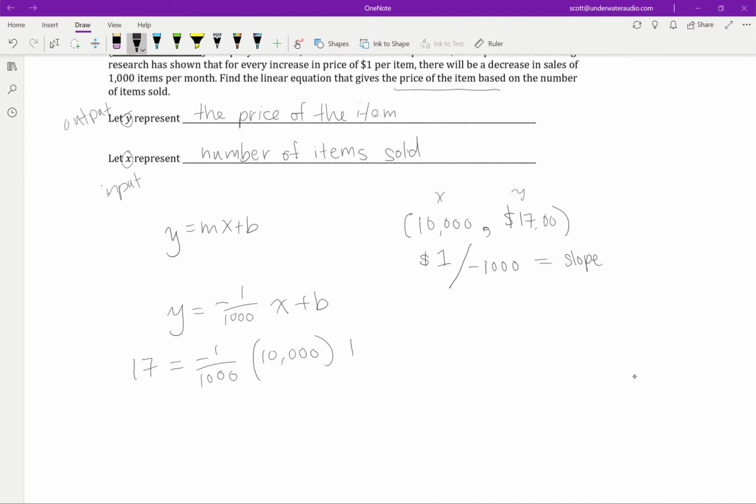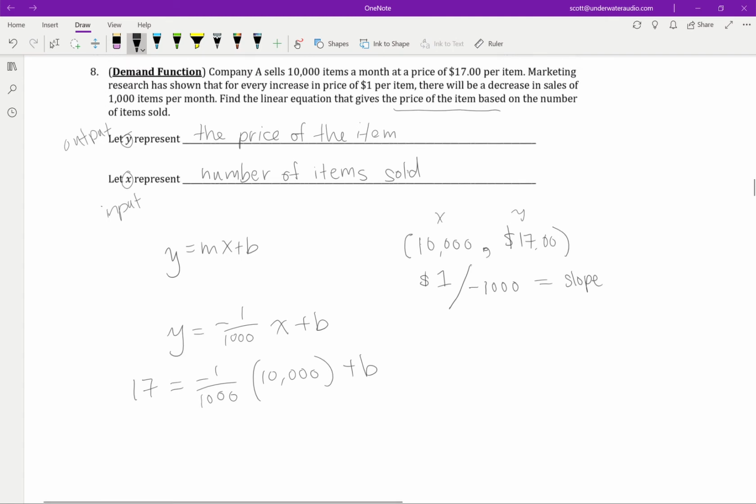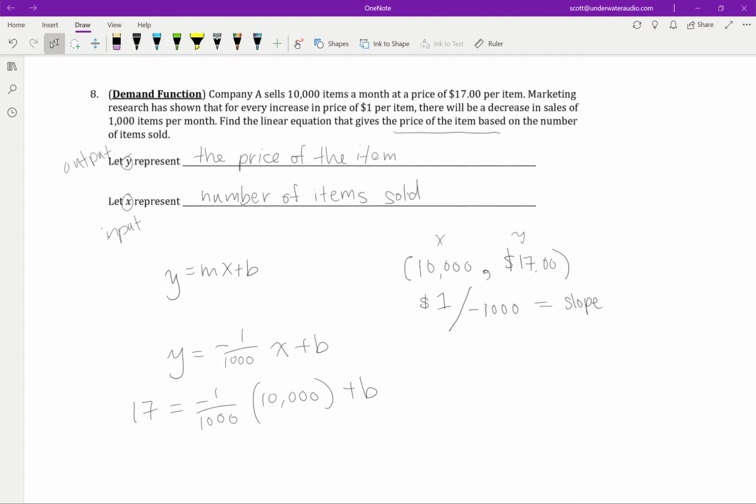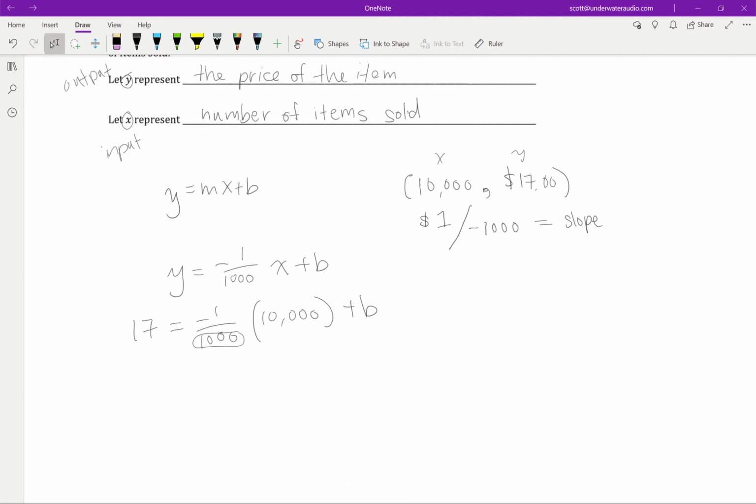So one thing I check here is that the units make sense. It looks like they do. So this 1,000 right here came from, let's see, there will be a decrease in sales of 1,000 items. And then the 10,000 is also items. So the items are going to cancel out. And then we'll be left with dollars. So far the units are making sense. So it sounds like we're on the right track.